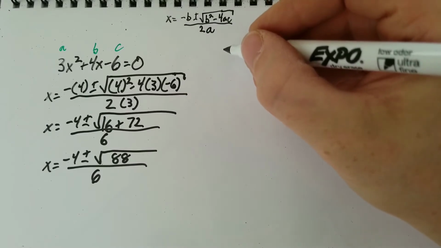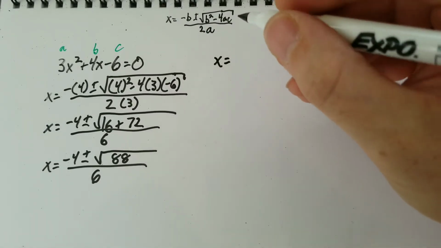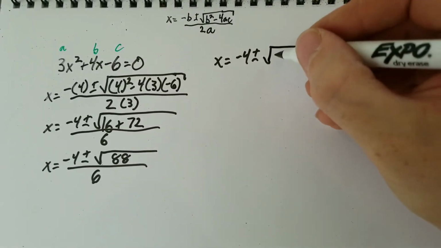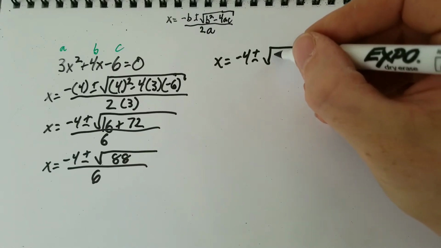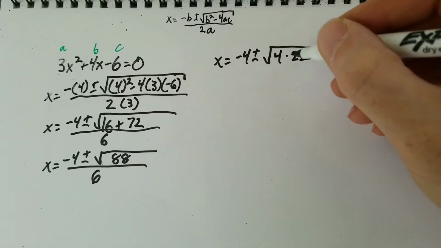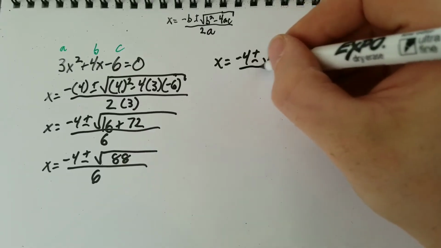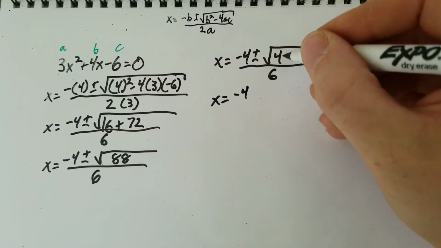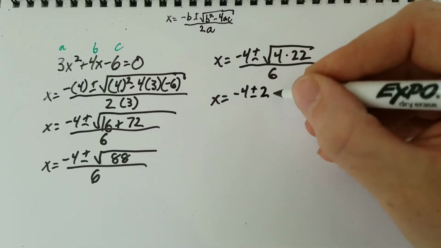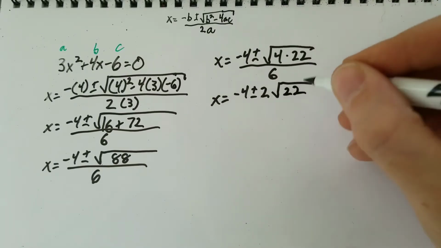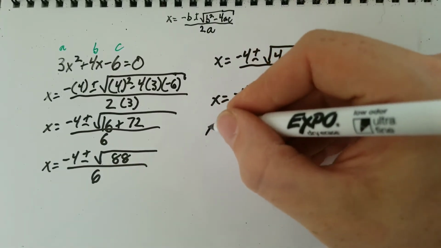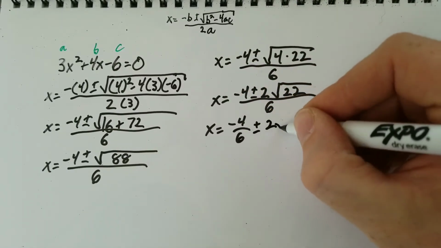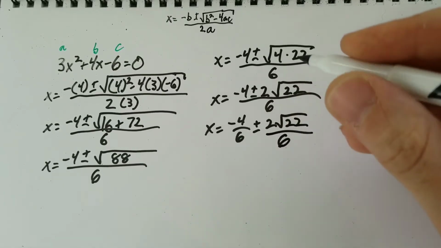So now we've got x equals negative 4 plus or minus, well, we can break up the square root so that we have 4 times 22, which equals 88, over 6. We get x equals negative 4. The square root of 4 is 2, and the square root of 22 remains, over 6. Then we can split this up: negative 4 over 6 plus or minus 2 square root of 22 over 6.